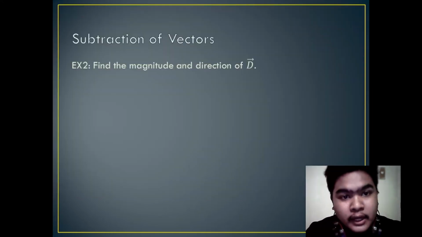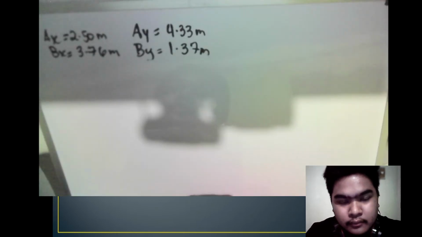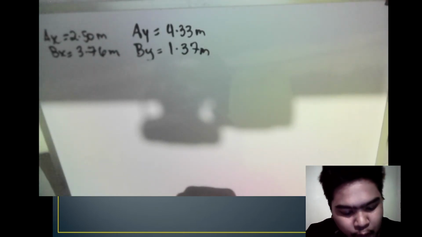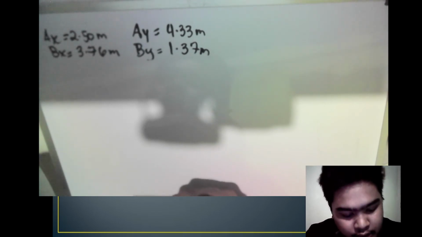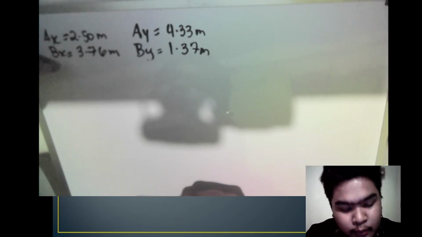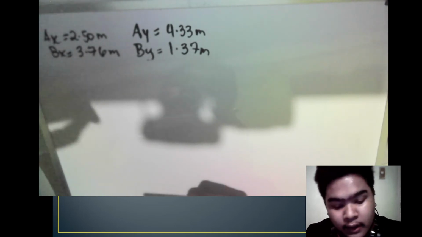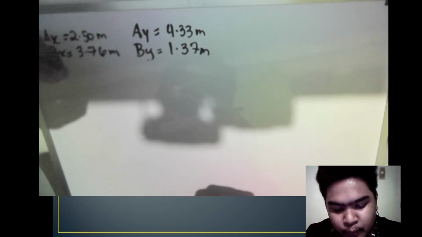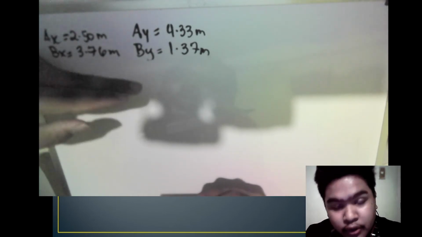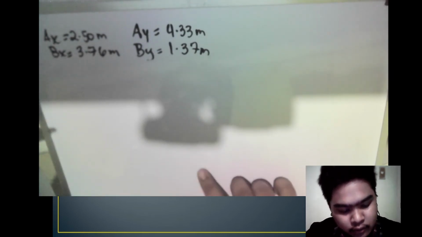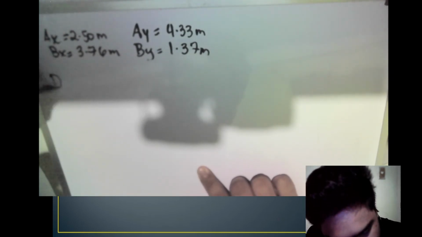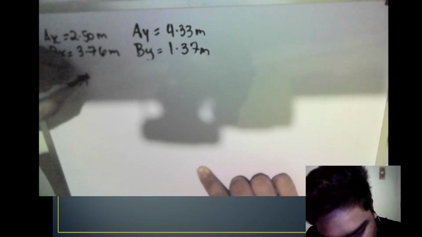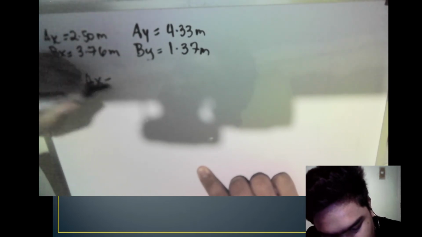So, for subtracting vectors, we have the problem of find the magnitude and direction of D. So, let's proceed. Here we have the value of AX of 2.50 meters, BX is 3.76 meters, while AY and BY have 4.33 meters and 1.37 meters. So let's start to compute for the dx. Dx is equals to AX minus BX.